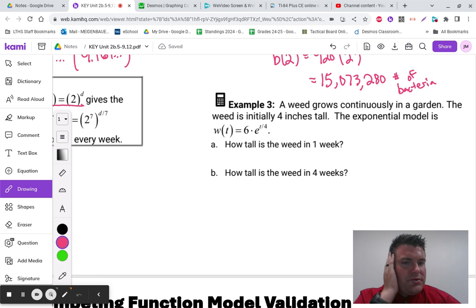Example 3: a weed grows continuously in a garden. The weed is initially 4 inches tall. The exponential model is given right here. So now we have that E value that I talked about earlier. How tall is the weed in 1 week? So we're going to do W of 1, which gives 6 times E to the 1/4.